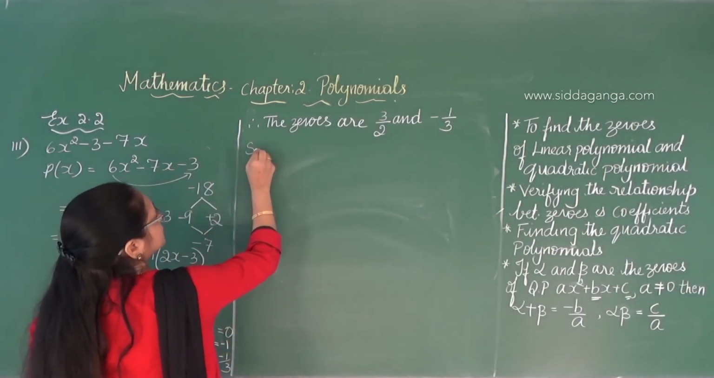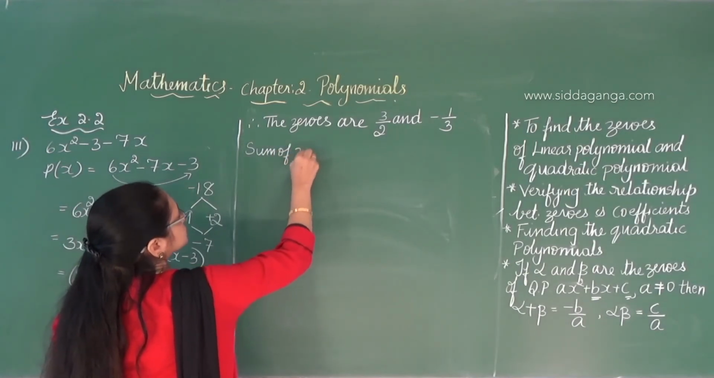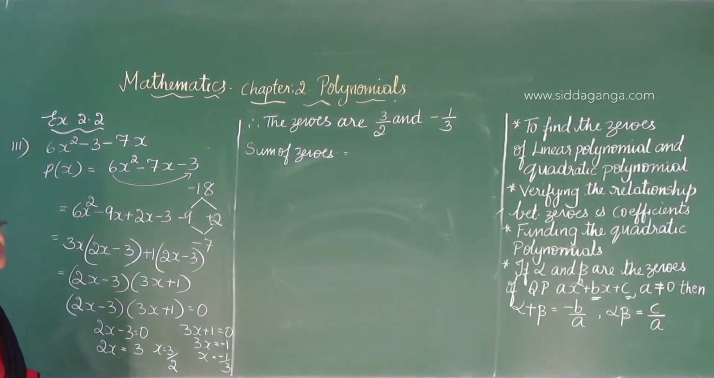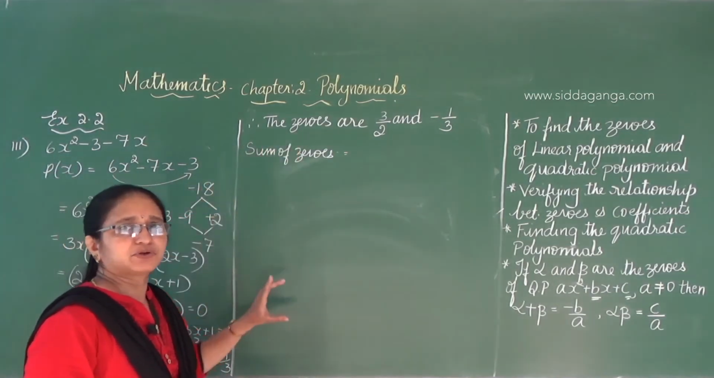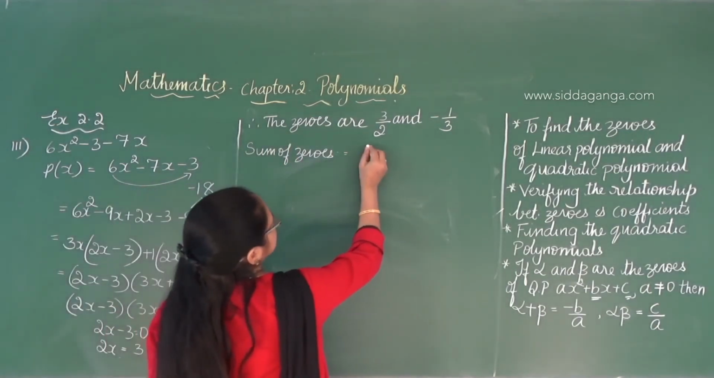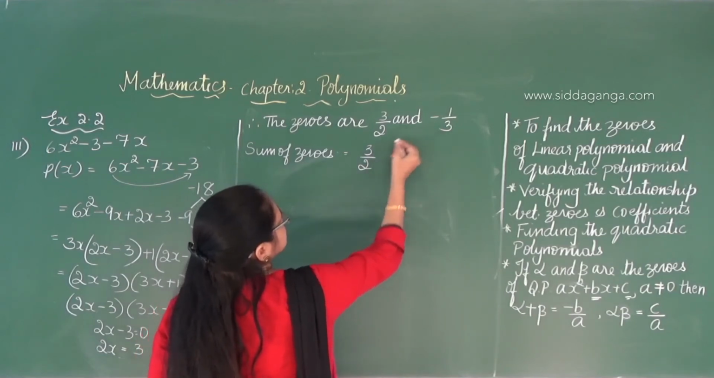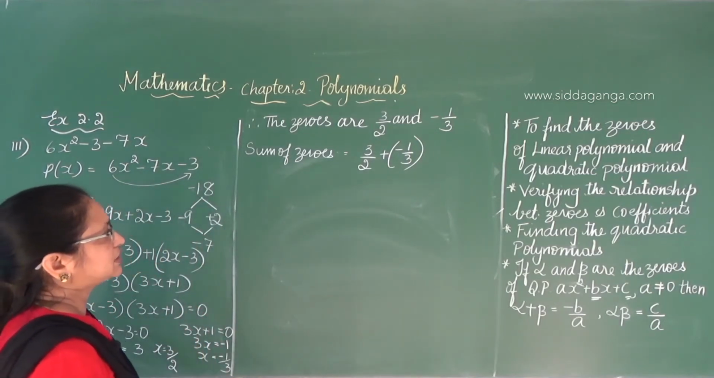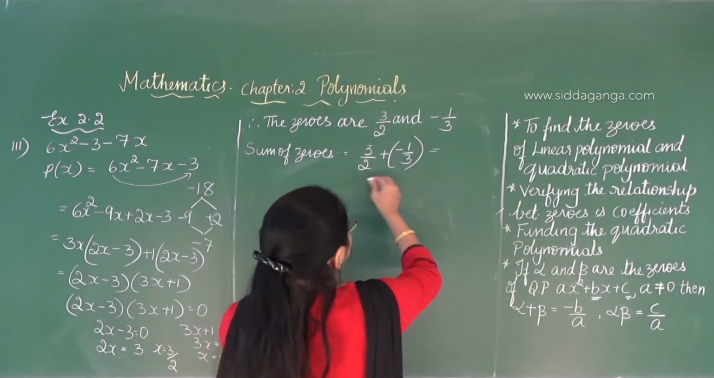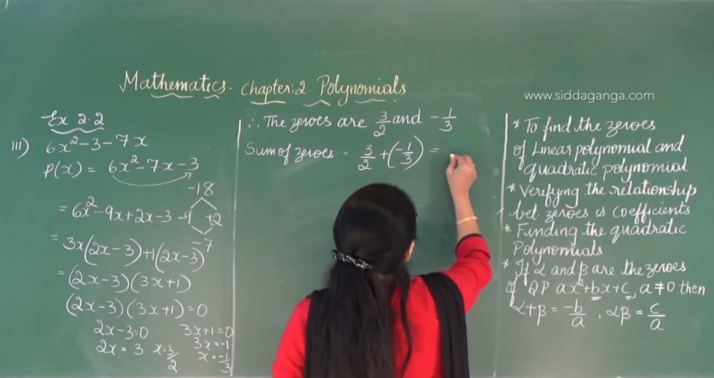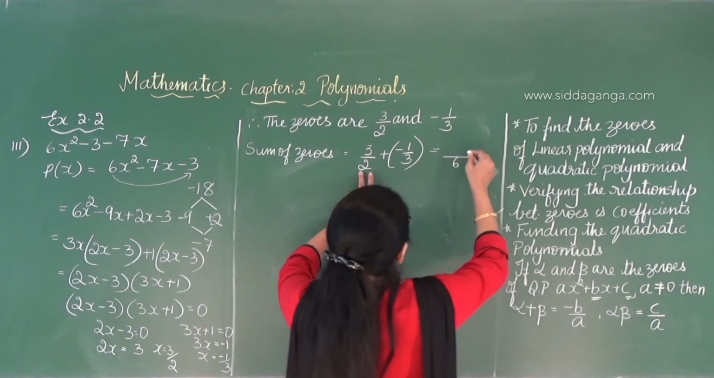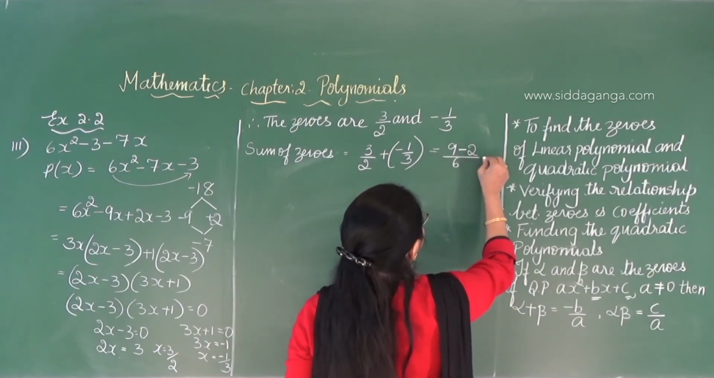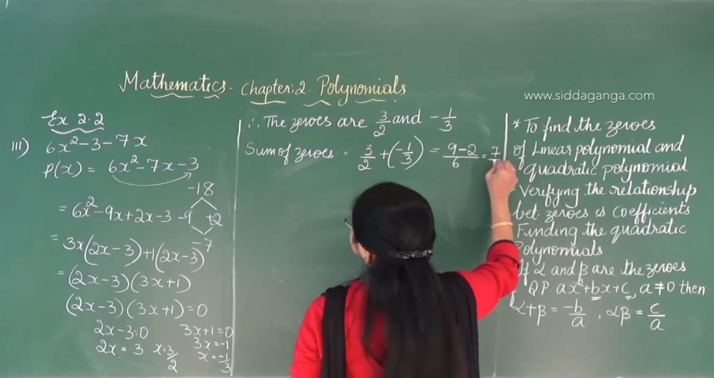Now, what is the next step? Next step, you have to find out the sum of zeros. So here there are 3 steps. First, you have to find out the zeros. Next, the sum of zeros. Next, the product of zeros. Now the sum of zeros is 3 by 2 plus minus 1 by 3. So find out the LCM, which is 6. 3 3s are 9 minus 3 2s are 2. So you will get 7 by 6.